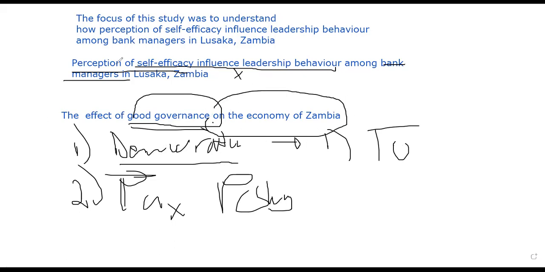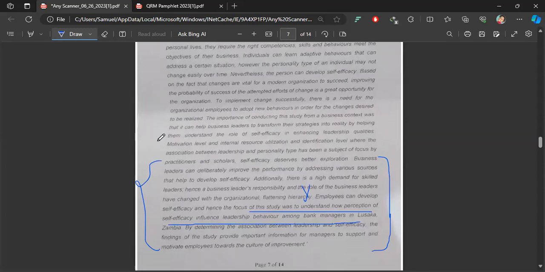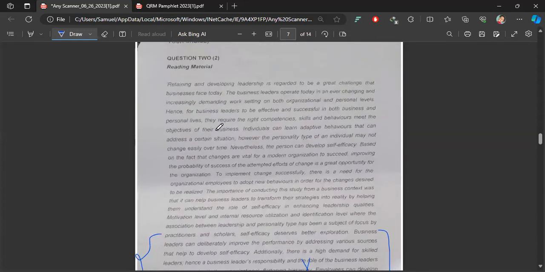That's why even in the perception of self-efficacy and influence leadership behavior, I can show you where these are obviously in here and you pick them up. But remember, in the exam, you'll not have the same scenario. She never repeats the case scenario. So you have to know these techniques of how to think about it as you go about your paper. All right, so let's finish up quickly because time is running out.